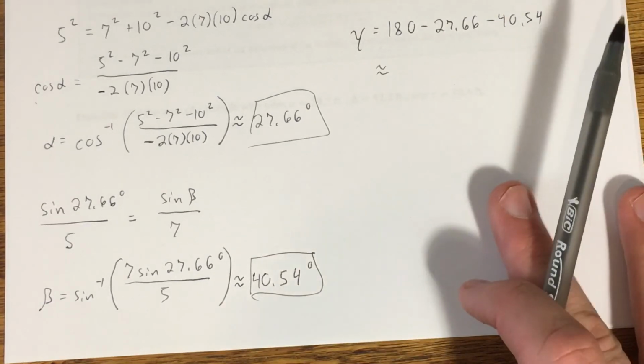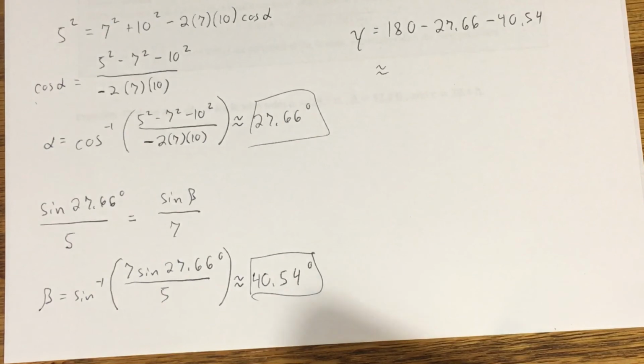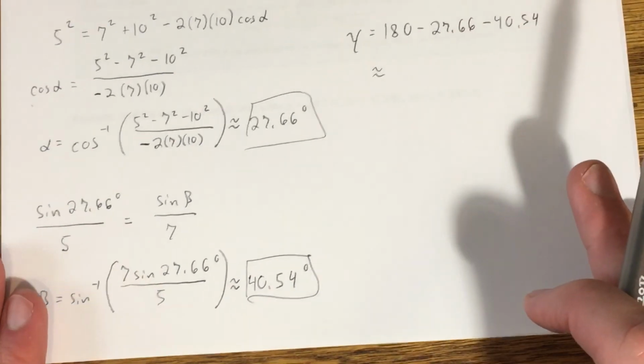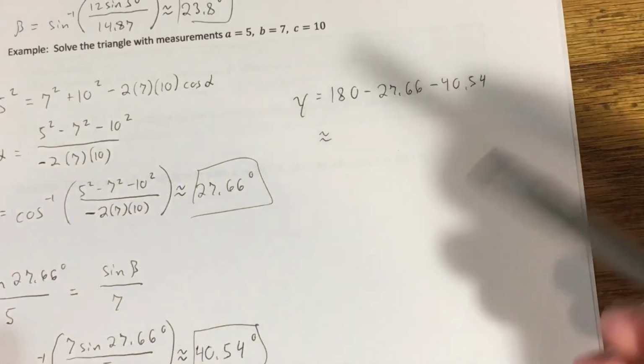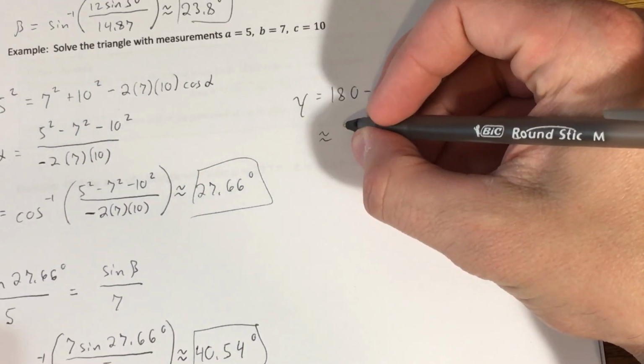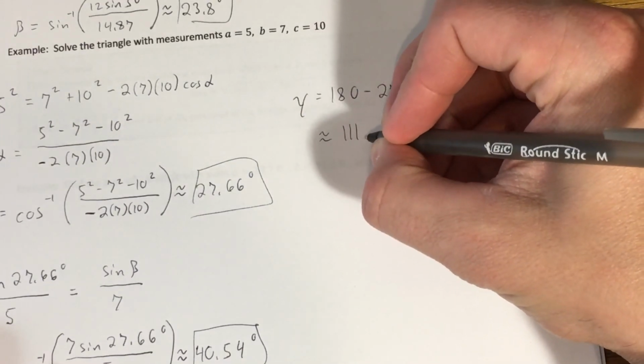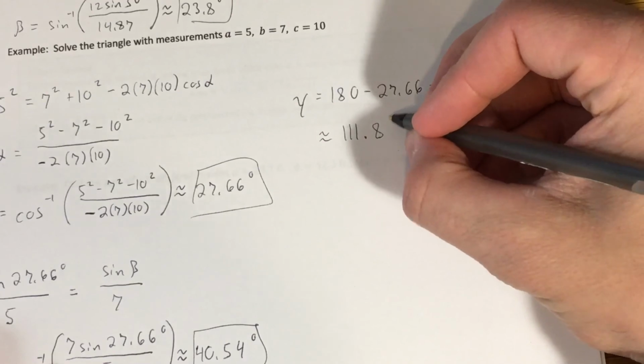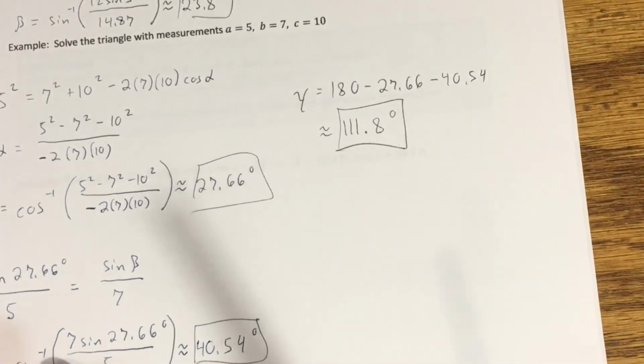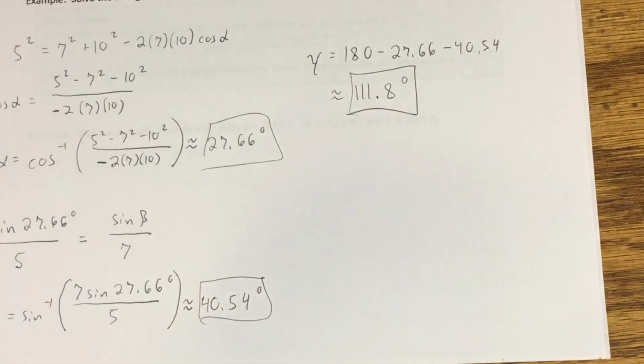Okay? Once you have those two angles, the third angle is the easy part. You just subtract the other two from 180. In this case, we get that gamma is approximately 111.8 degrees. Okay? So that's a couple of examples of solving triangles.